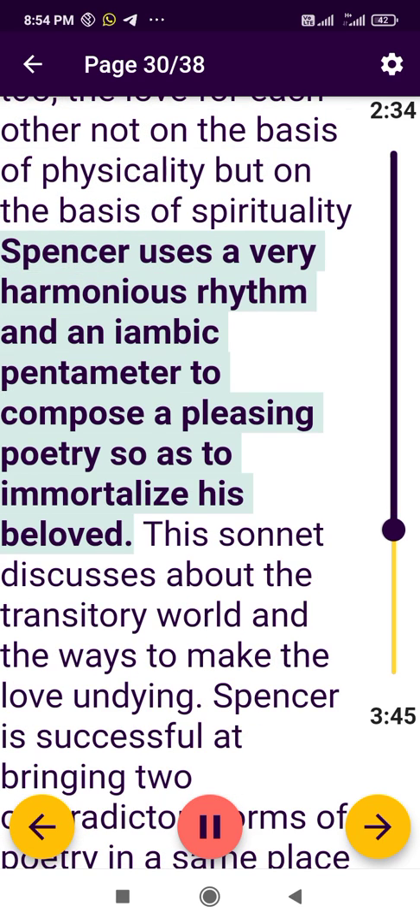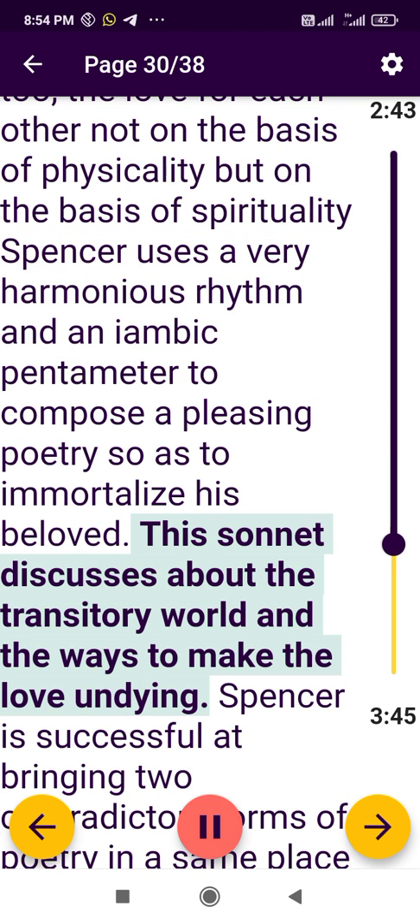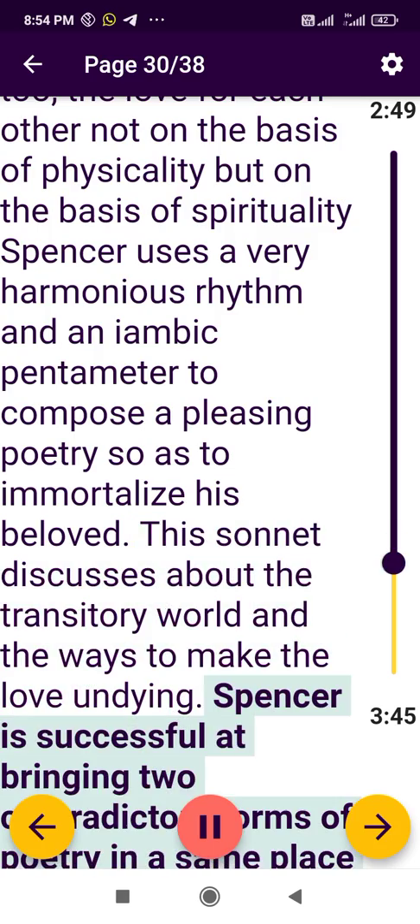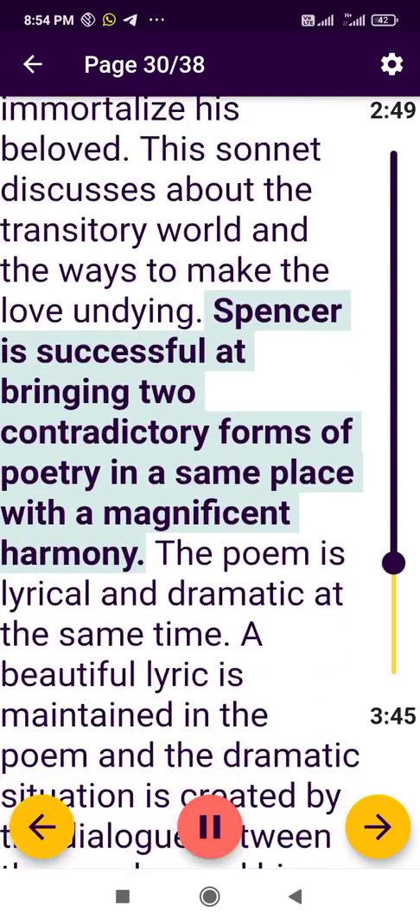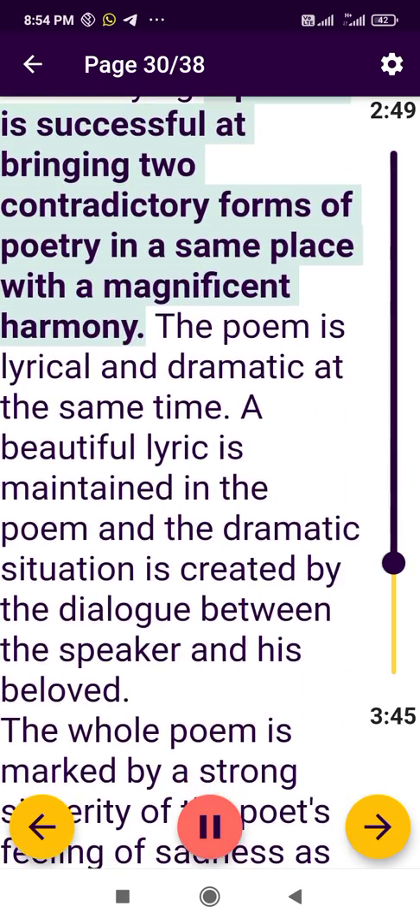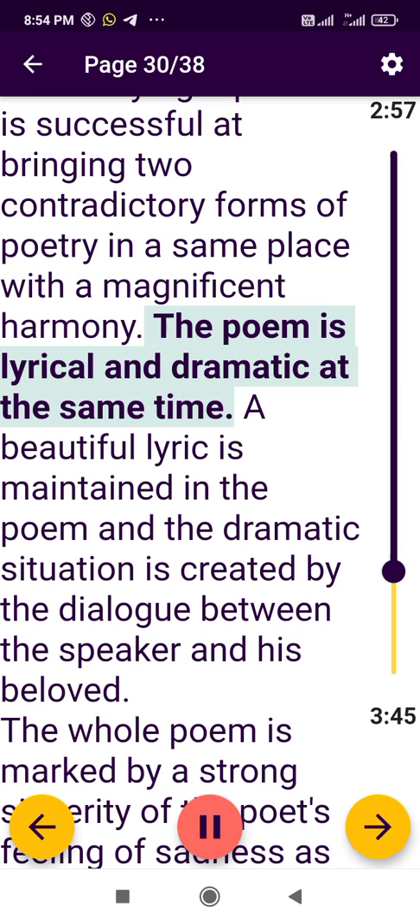Spenser uses a very harmonious rhythm and an iambic pentameter to compose a pleasing poetry so as to immortalize his beloved. This sonnet discusses the transitory world and the ways to make the love undying. Spenser is successful at bringing two contradictory forms of poetry in the same place with a magnificent harmony. The poem is lyrical and dramatic at the same time.